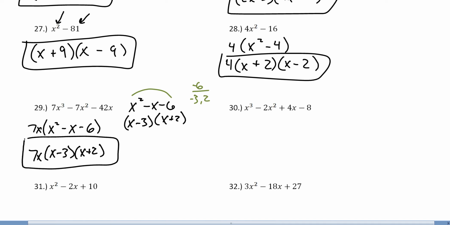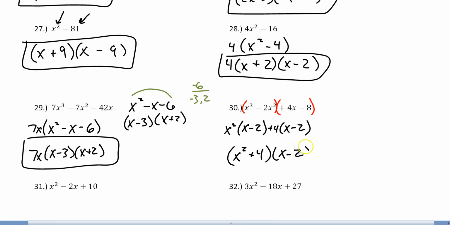Okay? The next one, no greatest common factor. So I go right to factoring by grouping. So out of the first group, we can factor out an x squared, which leaves me with an x minus 2, it looks like. Out of the second group, I can factor out a plus 4, which leaves me with an x minus 2 as well. And so now I have accomplished the goal, the same thing in parentheses. So outside I have an x squared plus 4. Inside I have the x minus 2, so those are my two factors.